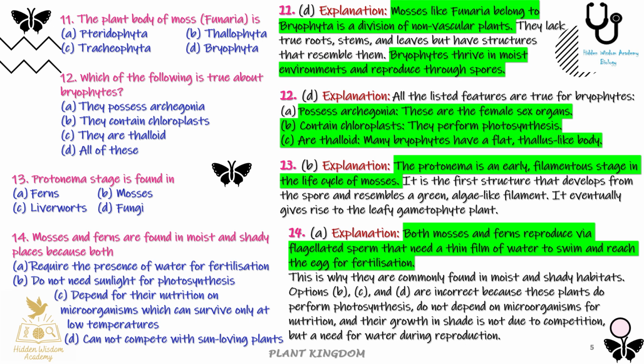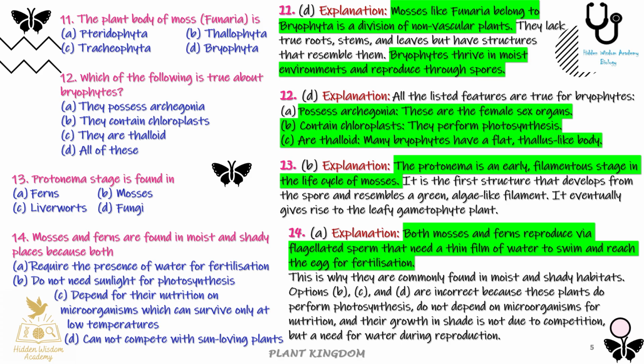Question 12. Which of the following is true about bryophytes? Option A, they possess archegonia. Option B, they contain chloroplasts. Option C, they are thalloid. Option D, all of these.